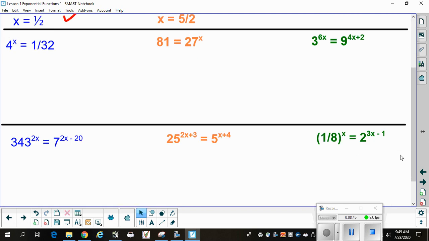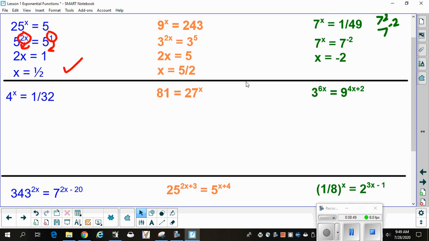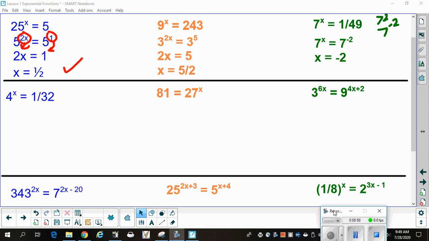Okay, you have these last 6 here to try. Let me see if I can do this. There we go. Now you can see my work. You've got the problems on your paper. You can see my work. Go ahead and pause the video for a few minutes while you work through these 6 problems. When you're done, unpause the video and check your answers, or I'll go over them. So go ahead and pause.